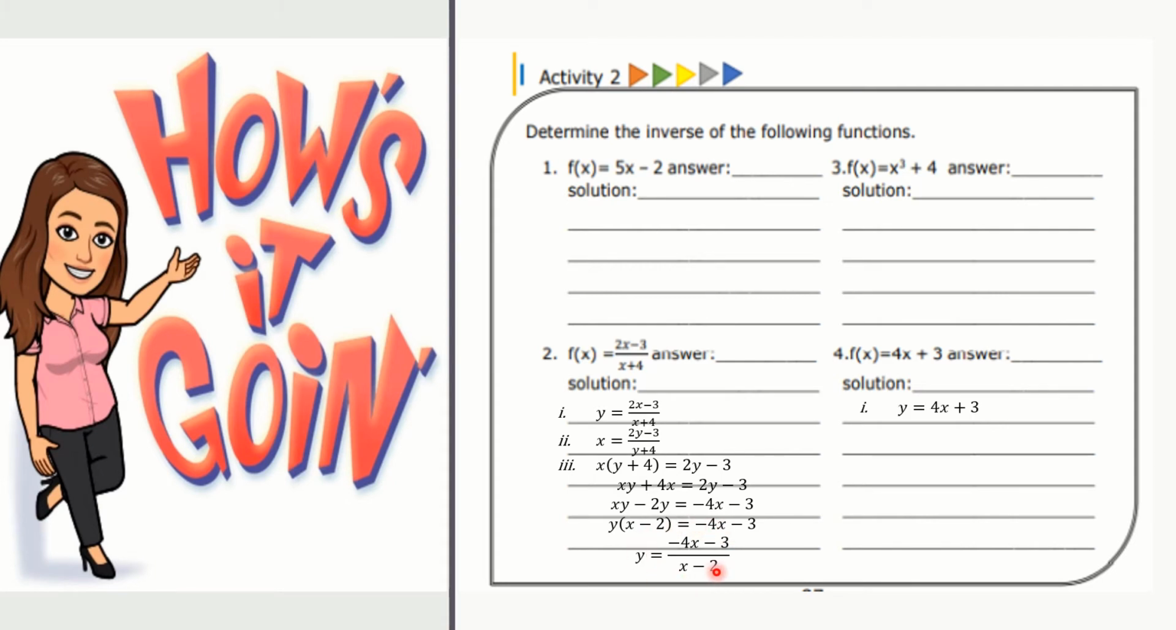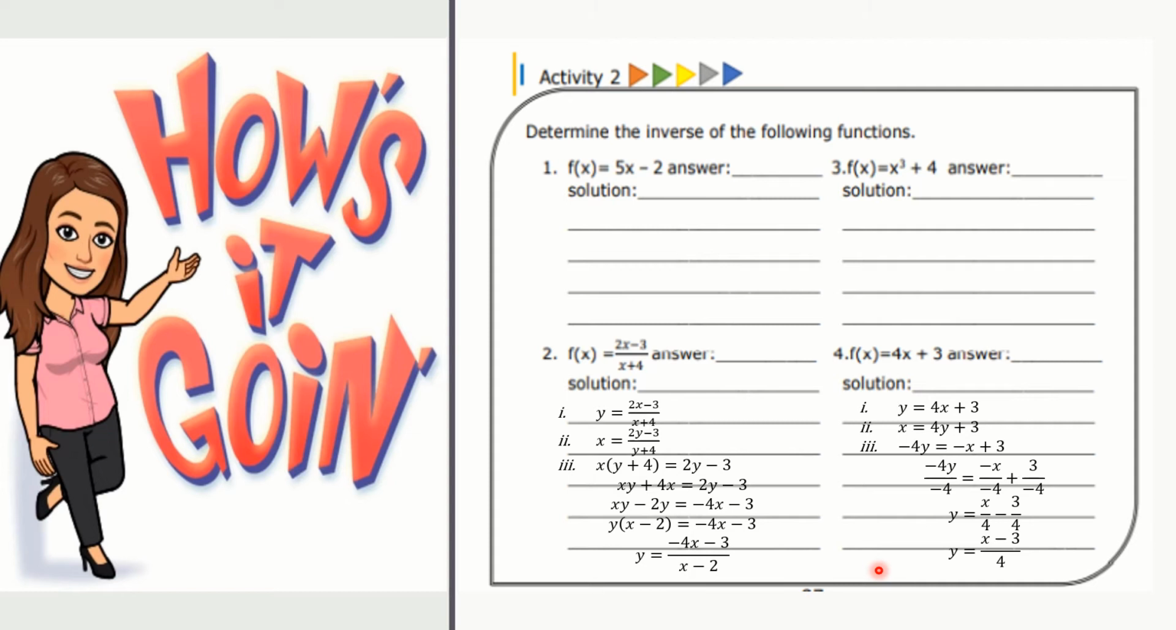Let's go on to number 4. Step 1, y is equal to 4x plus 3. Step 2, x is equal to 4y plus 3. Step 3, negative 4y equals negative x plus 3. I hope you see what I did there. Then dividing everything by negative 4, or multiplying everything by negative 1/4, we get y is equal to x over 4 minus 3 over 4, or simply y is equal to (x minus 3) over 4. This is now our inverse function.